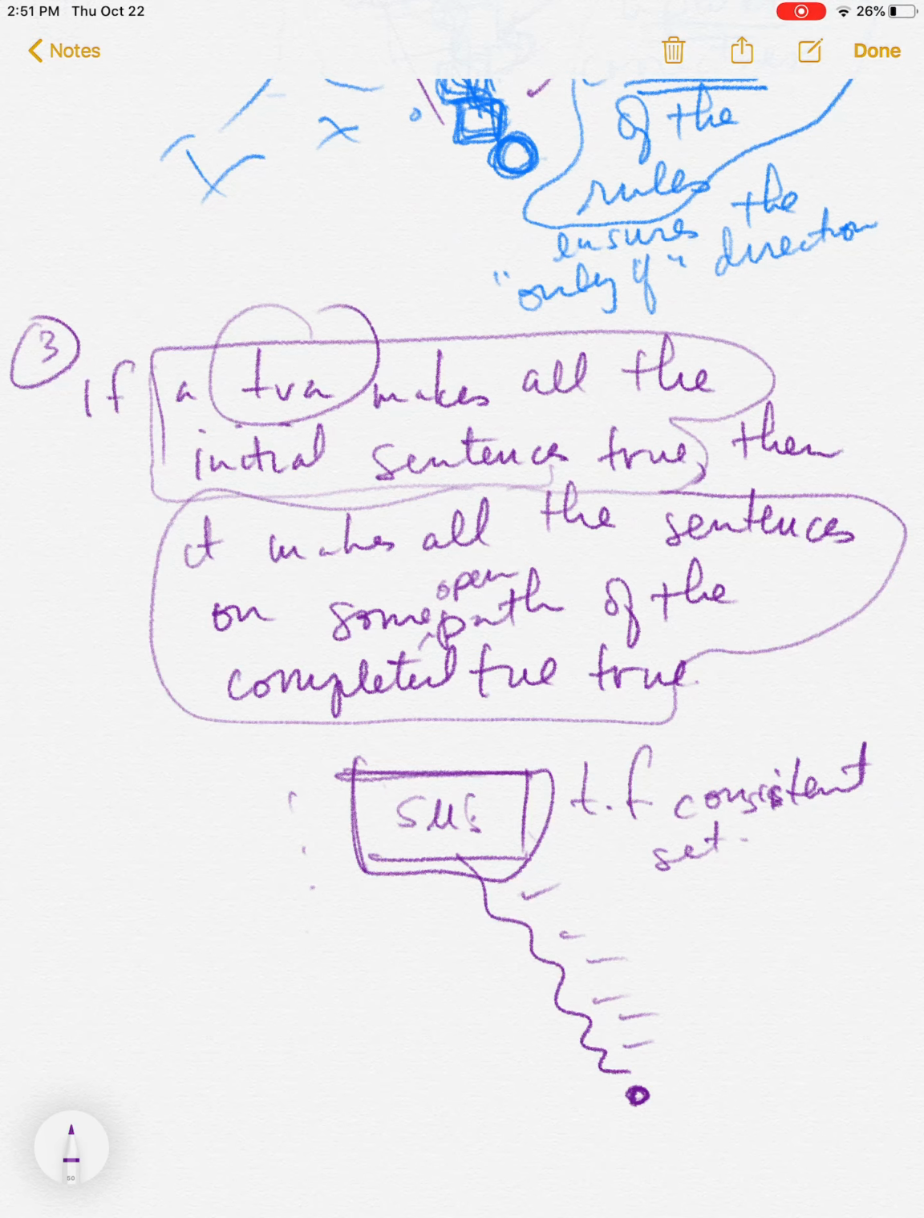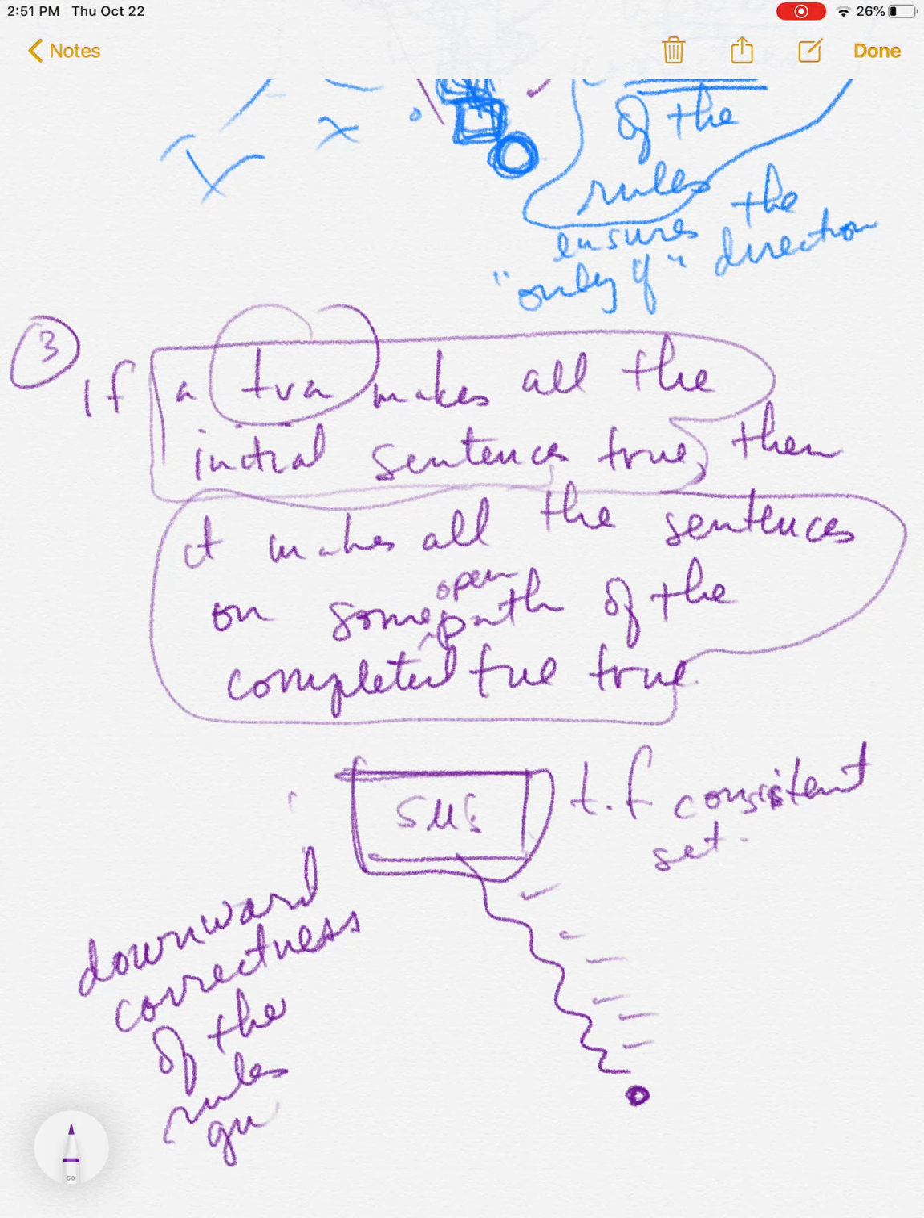I give you that proof in the handout, but I'm not going to take the time to go through the whole thing. But that's going to be also induction on the number of sentences that you've decomposed or checked in the construction of the tree. And for this direction, it's the downward correctness of the rules that guarantees the truth of number 3.